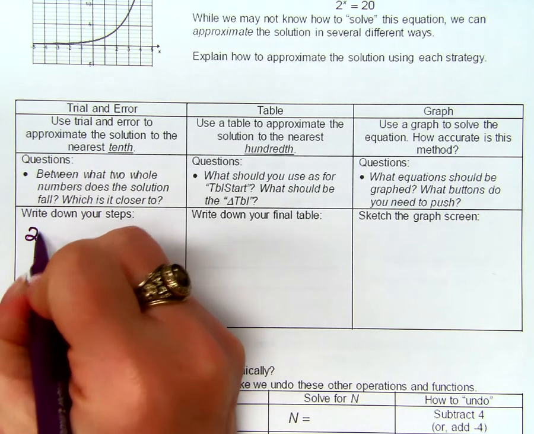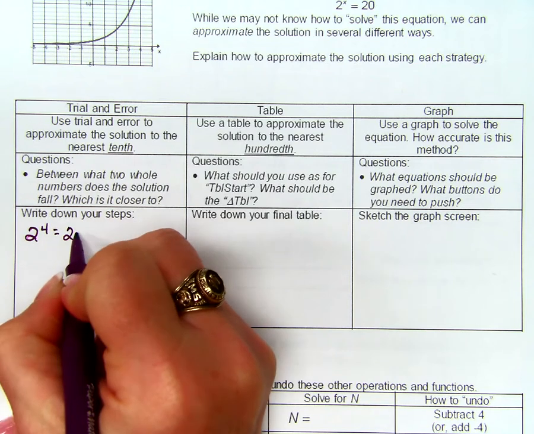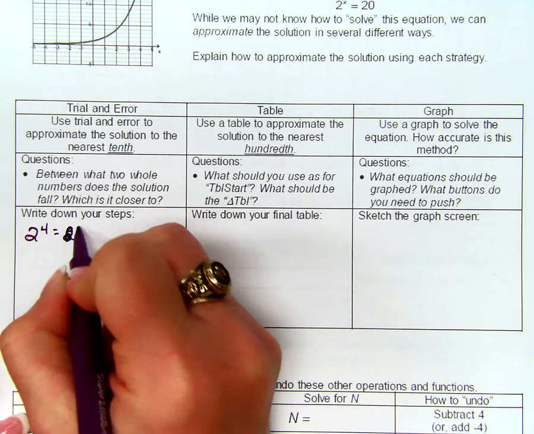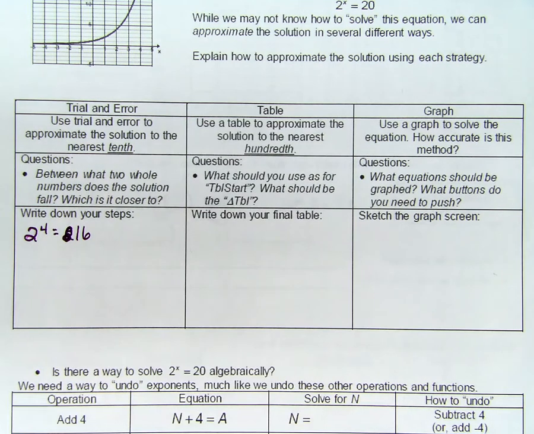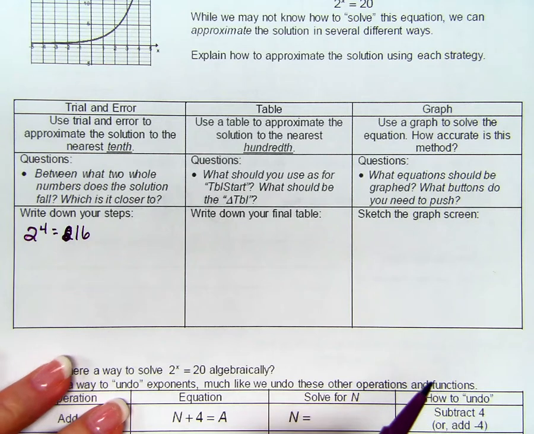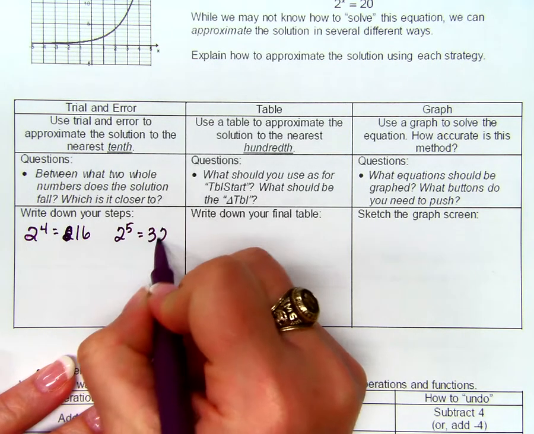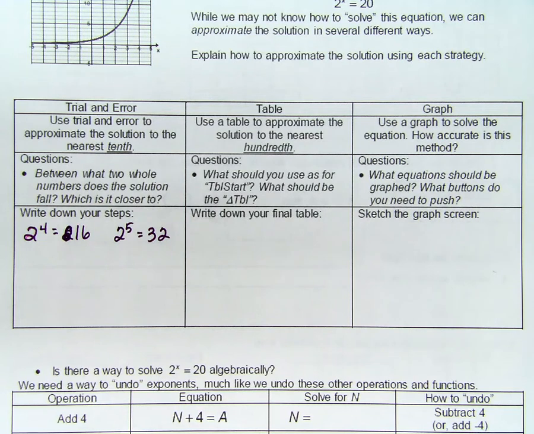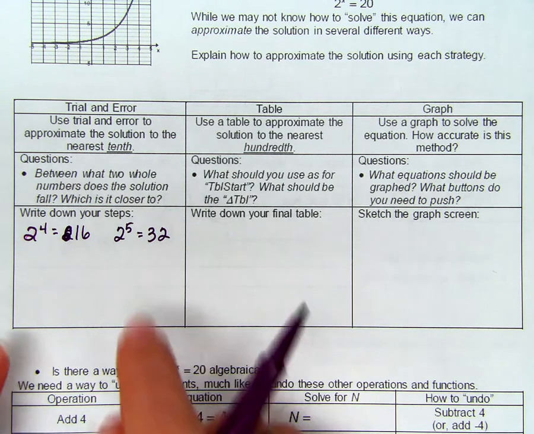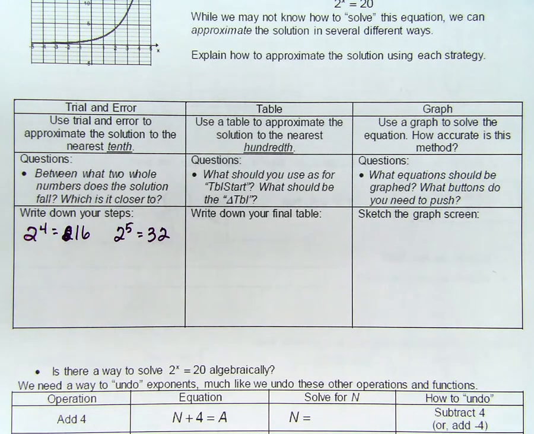2 to the 4th power equals 16. And what else do we know? 2 to the 5th power is 32. Excellent. So wait. Do we need any more? What are we trying to get? 20, right? So our answer is going to be what?